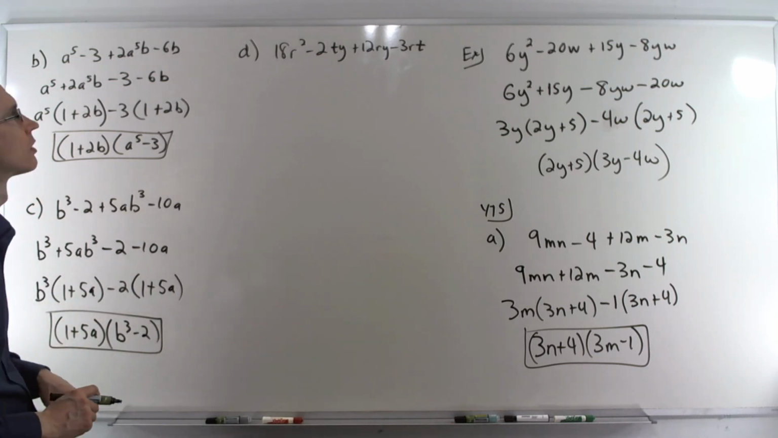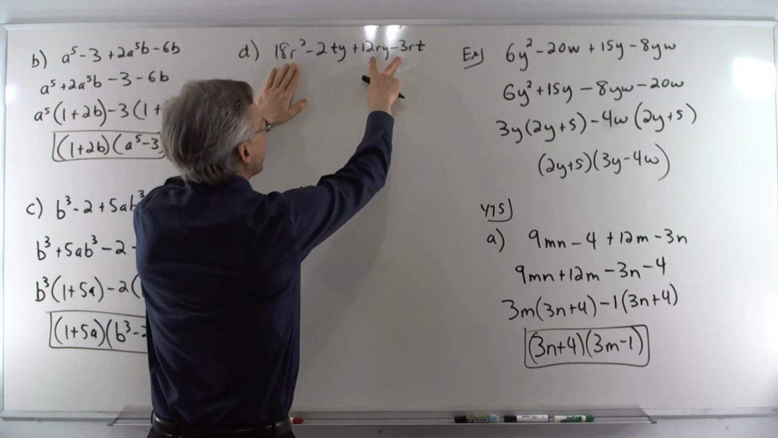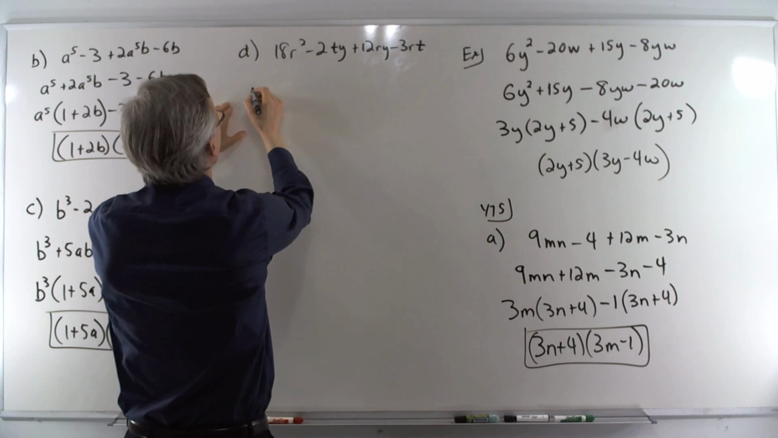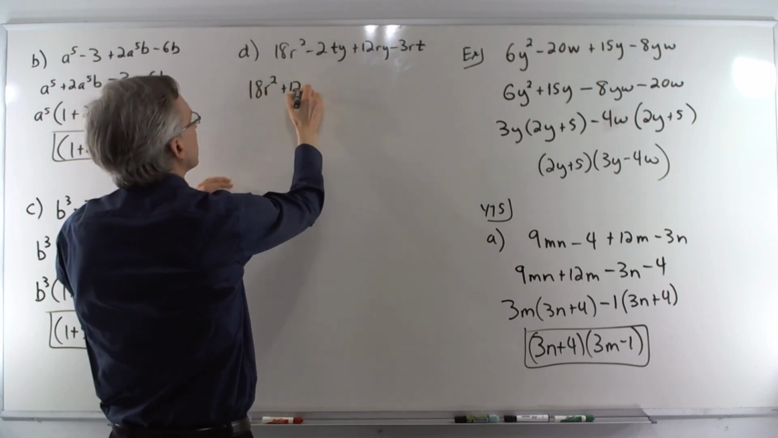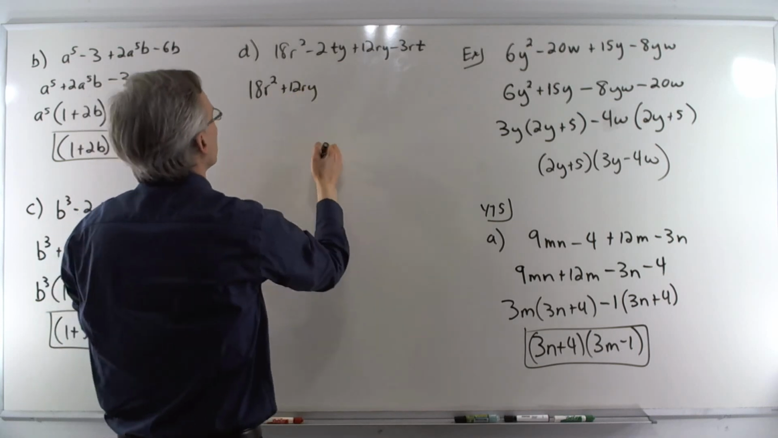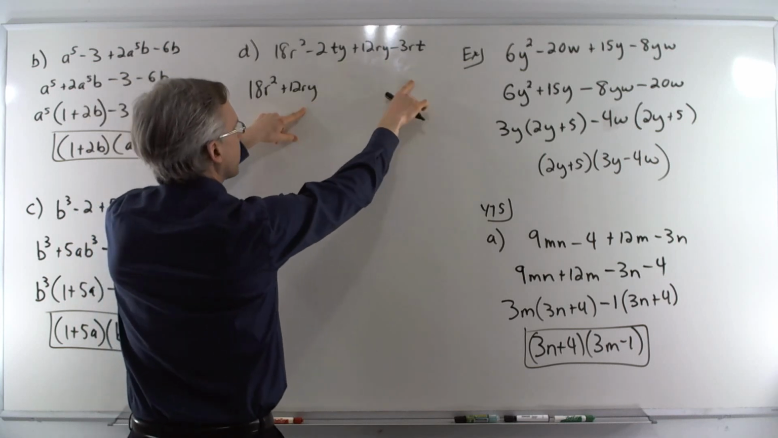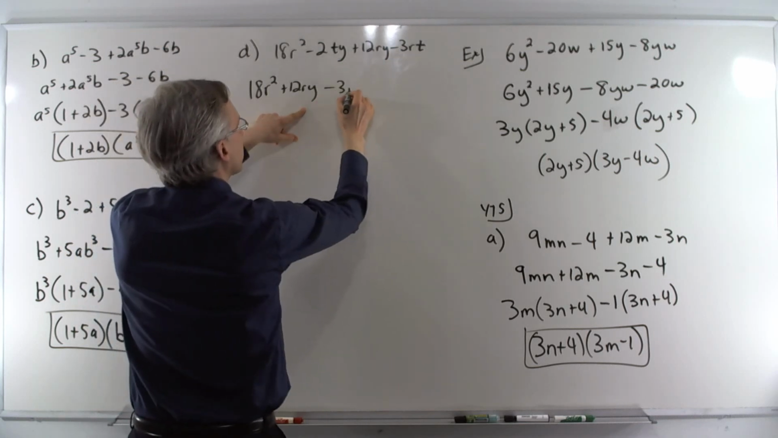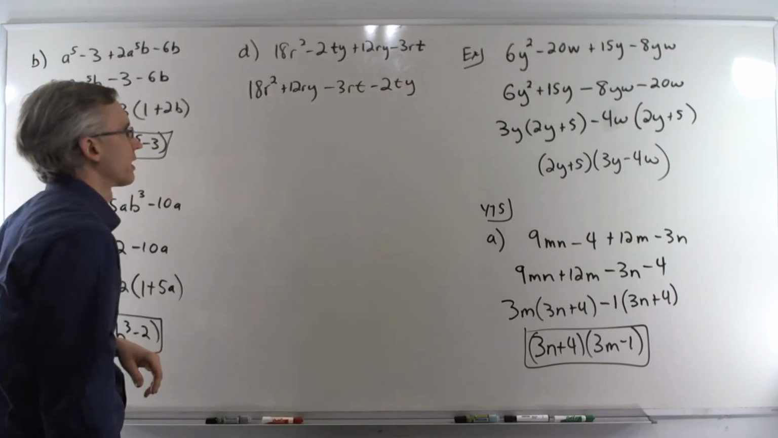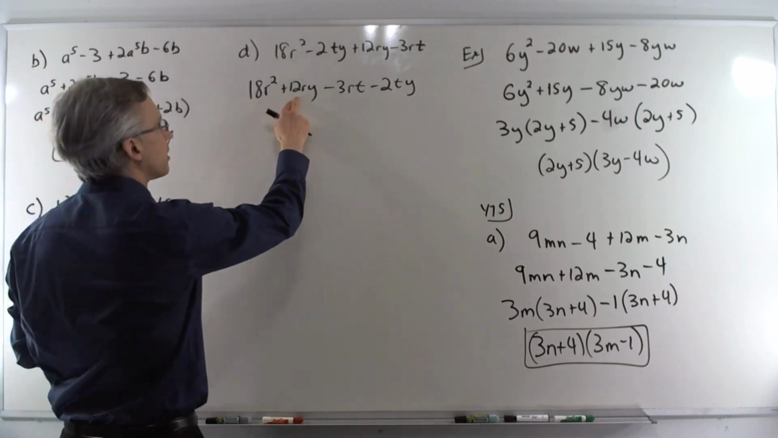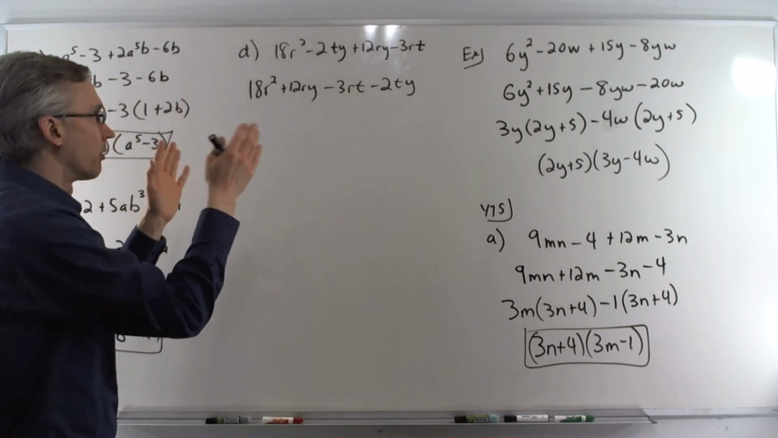Last one. So we've got an r squared here. We've got two terms with r over here. Let's try the 12ry. All right, now I've got a y in the second term, so I'm going to get the y in the second term over here. So I'm going to bring down negative 3rt minus 2ty. Now we've got kind of the same pattern here. Bigger number, smaller number, bigger number, smaller number. No y, no y. So same pattern in both pairs.